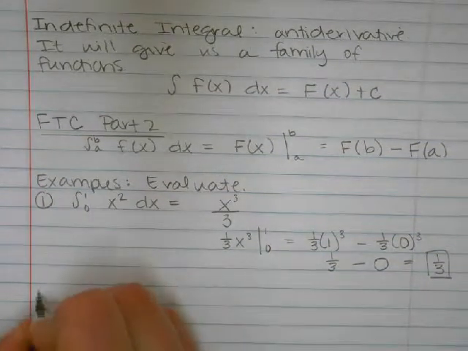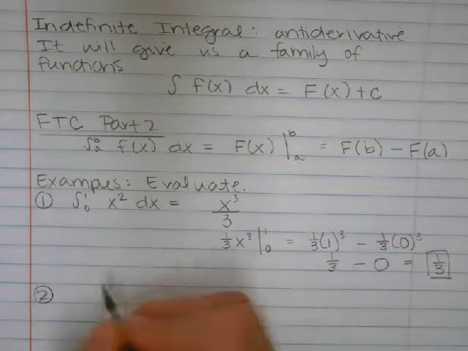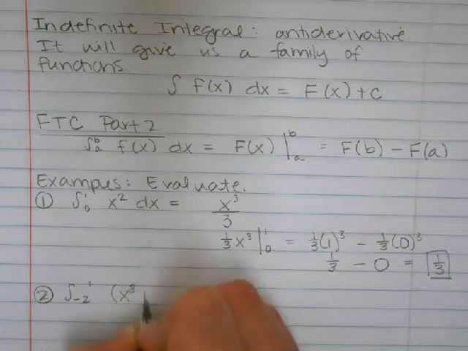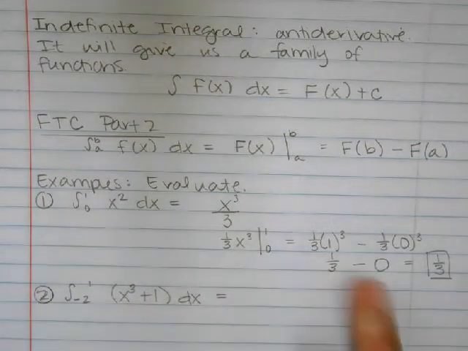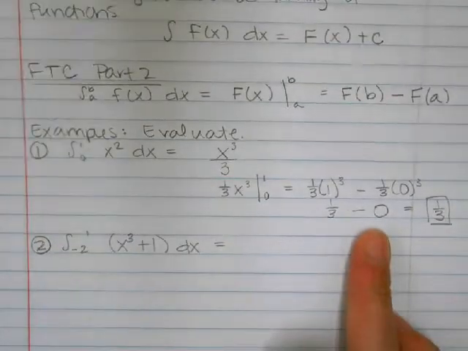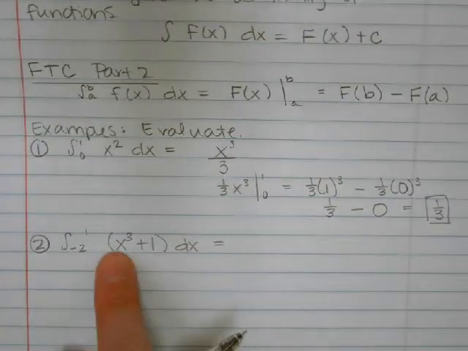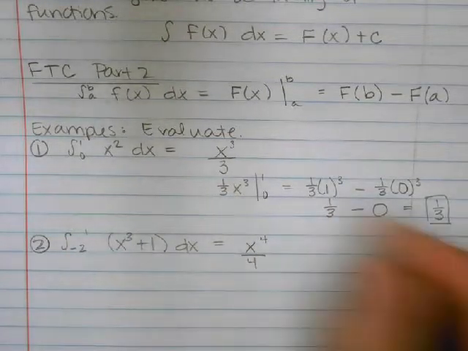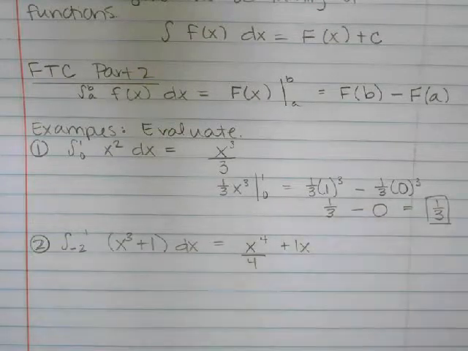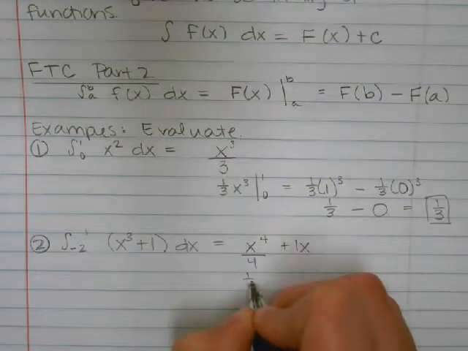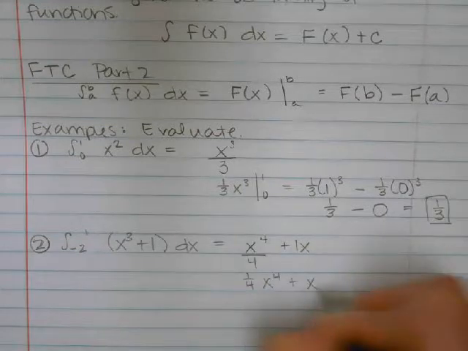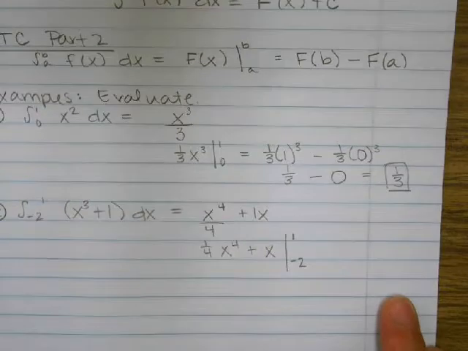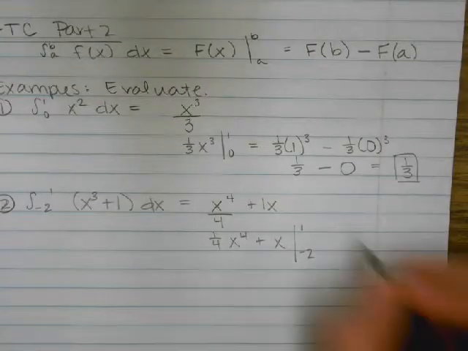All right, the next one is the integral from -2 to 1 of x cubed plus 1. The first thing we need to do is find the antiderivative. If I take that exponent and add 1 to it, that would be 4, and then I divide by 4, and the 1 is a 1x. So I've got 1/4 x to the 4th power plus x, and I'm going to evaluate that at 1 and at -2.